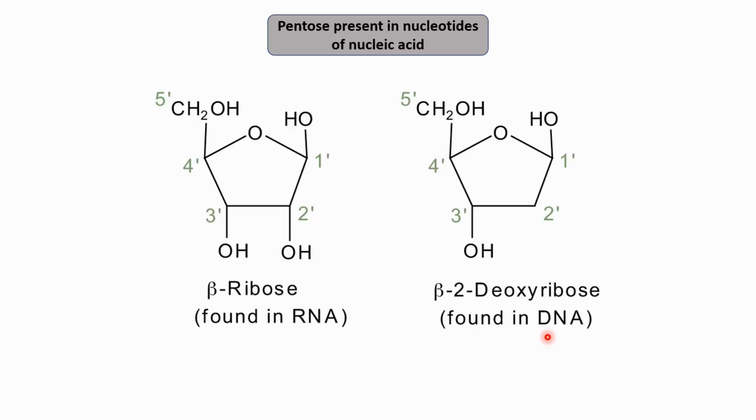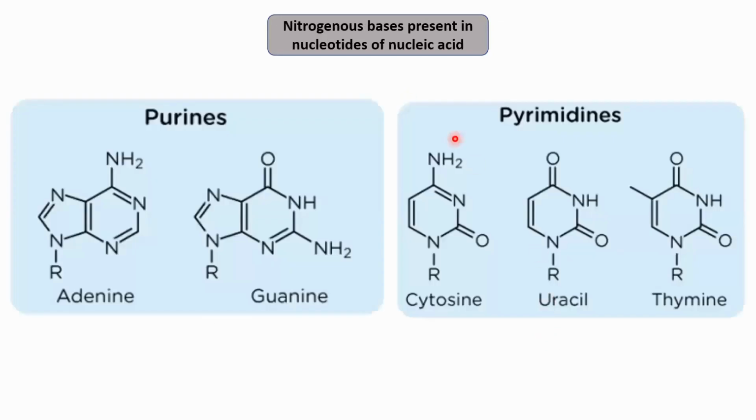So this was about the pentose sugars, which are part of the nucleotides present in RNA and DNA. Now, next we have nitrogenous bases. As I discussed, all the nitrogenous bases can be classified under the two parent compounds, which are purines and pyrimidines. Purines are double ring structures, while pyrimidines are single ring structures. Both purines and pyrimidines contain nitrogen and are therefore known as nitrogenous bases.